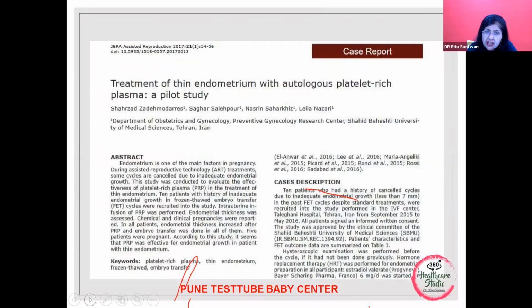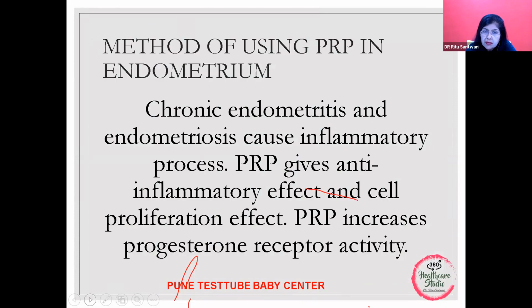Again, there are a lot of studies regarding the treatment of thin endometrium with autologous PRP. The studies have shown that in chronic endometritis and endometriosis, which cause an inflammatory process, PRP gives an anti-inflammatory effect and a cell proliferation effect. PRP increases the progesterone receptor activity.